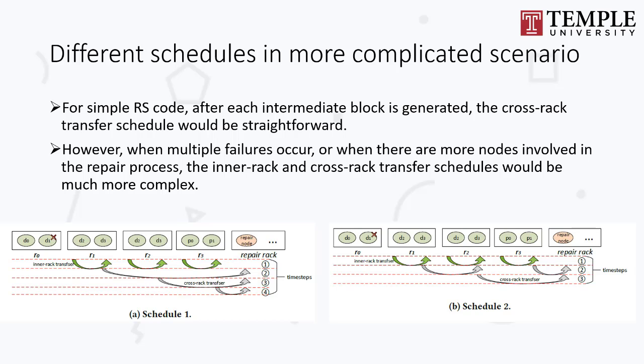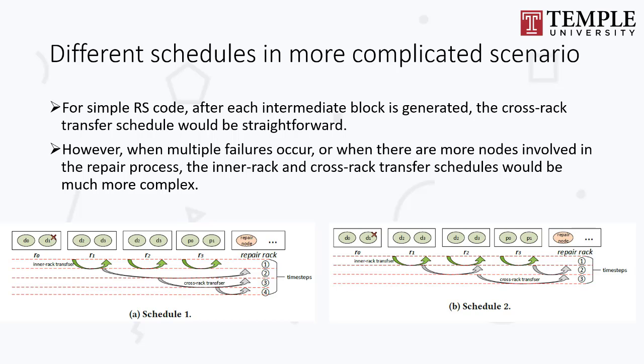In the first schedule, we can see that in the first time step, there will be three inner-rack transfers within racks R1, R2, and R3. And after the intermediate blocks are generated within these three racks, there will be three following cross-rack transfers to transfer these intermediate blocks to the repair node or repair rack, and finally reconstruct the block there.